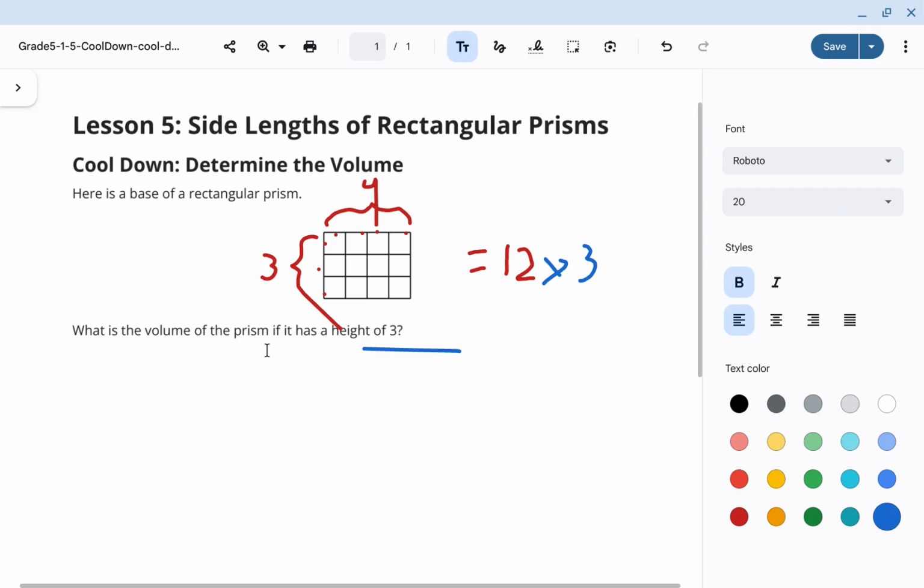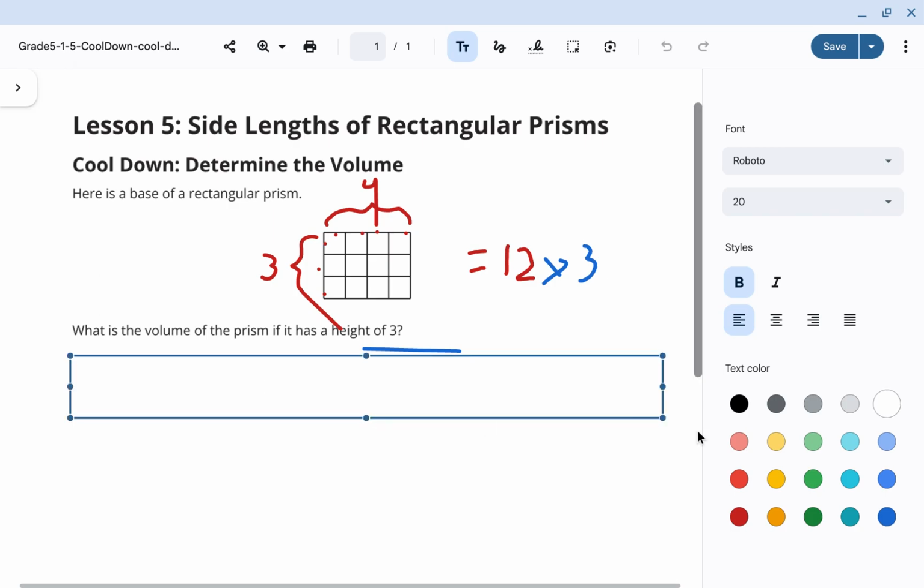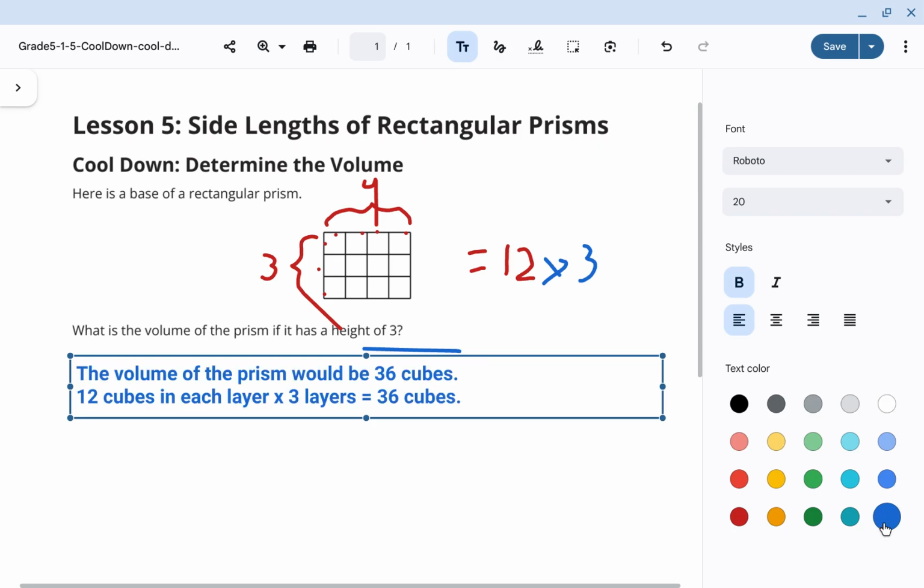Now, that layer is not the only layer. There's actually going to be 3 layers. So we're going to have 12 times 3, and that is going to tell us what that overall volume will be. And our overall volume is going to be 36, because 12 times 3 is 36. So I've went ahead and recorded down below that the volume of the prism will be 36 cubes.